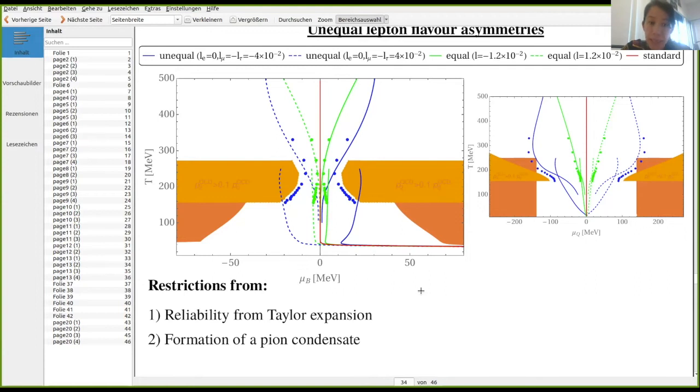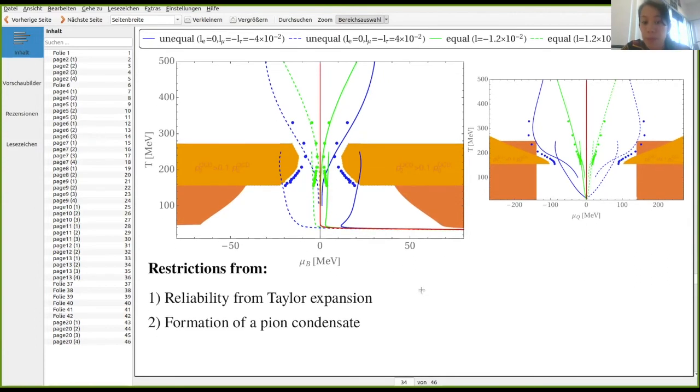And yeah, the other constraint comes from the formation of a pion condensate. This is easier to understand if you look into the trajectories in the mu-Q plane. In the hadron resonance gas approach, the charge chemical potential is directly given by the pion chemical potential. In general, if the chemical potential of a boson becomes larger than its rest mass, then you will come into a phase of a Bose-Einstein condensate. And this is exactly what happens here.